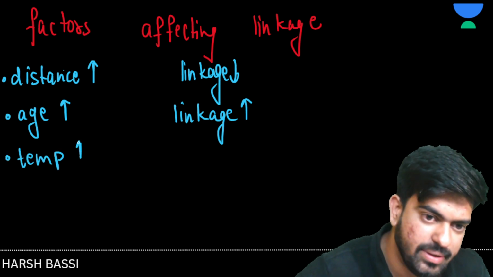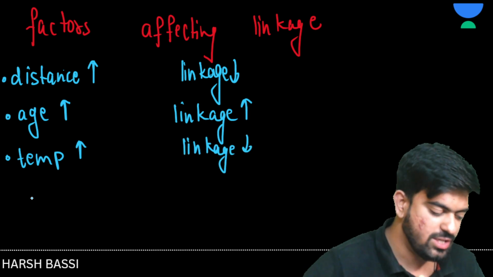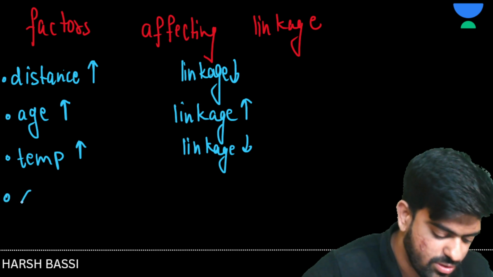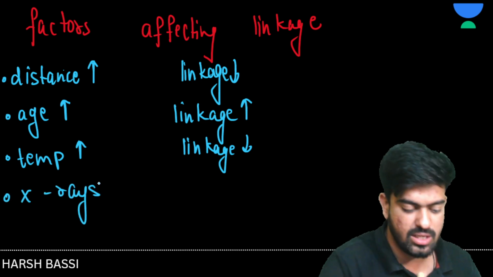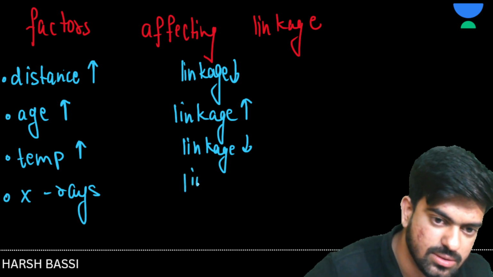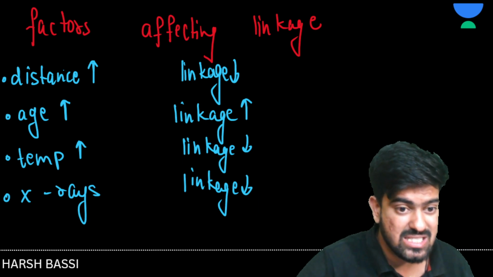Okay, now temperature. If you increase the temperature, linkage will be decreased. Okay, next we have what? X-rays. If I'm going to give X-rays, then linkage will decrease. Okay, next what? Next is sex, gender.